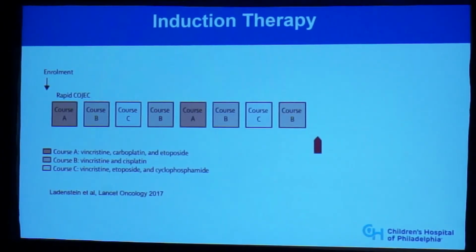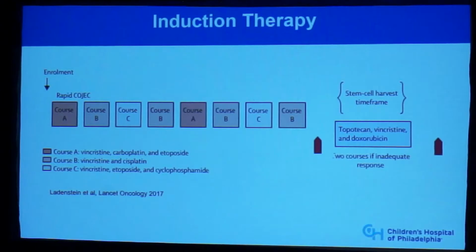In Europe, their standard therapy has been rapid COJEC, which involves the sequential and temporally dense administration of chemotherapy cycles, as you can see here, very platinum heavy. And this is a diagram from Ruth Ladenstein's paper in the Lancet Oncology from last year. These courses are given quickly with surgery performed at the end of the chemotherapy when possible, or after additional cycles of chemotherapy if needed. At the end of these chemotherapy cycles, stem cells are harvested for the next phase, consolidation.